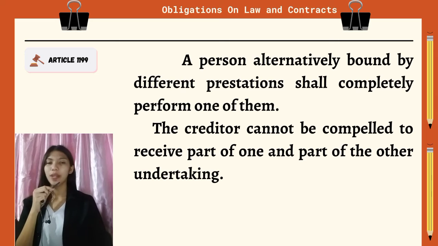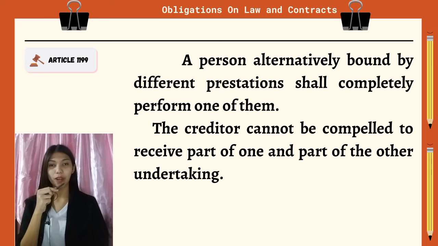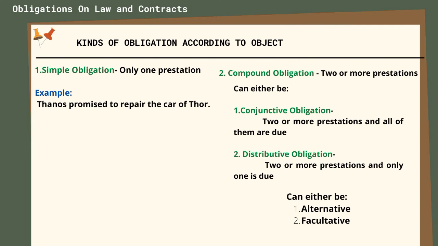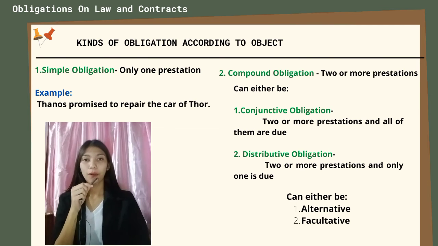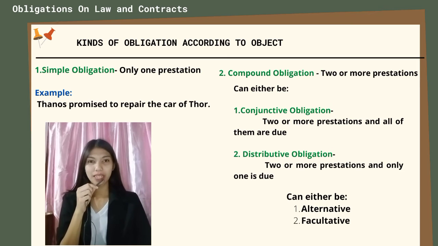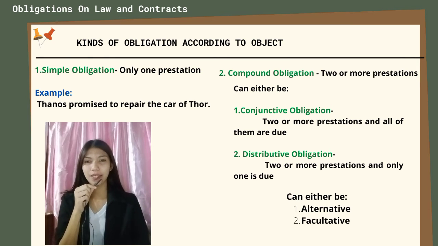So, Article 1199 provides that a person alternatively bound by different prestations shall completely perform one of them. The creditor cannot be compelled to receive part of one and part of the other undertaking. But before we begin with Article 1199, let us first tackle the kinds of obligation according to object.